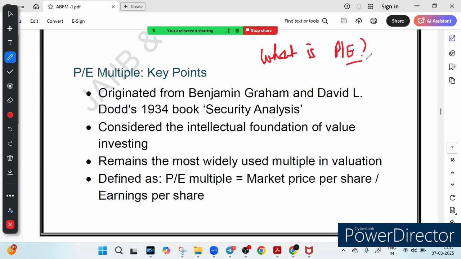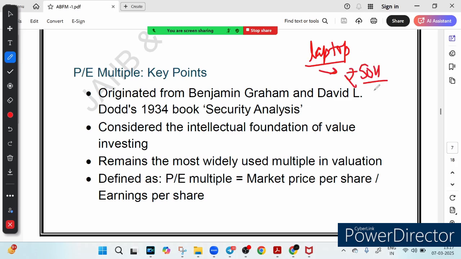I hope the origination is clear. So imagine you walk into an electronic store. Let me give you an example. This is the simplest example using which you can understand this PE multiple, and this is very helpful in stock valuation, right? So imagine that you walk into an electronic store looking for a new laptop. You see one is priced at rupees 50,000 and the other is priced at rupees 1 lakh. Before deciding, you check their performance, right? Which one gives you the best bang for the buck?